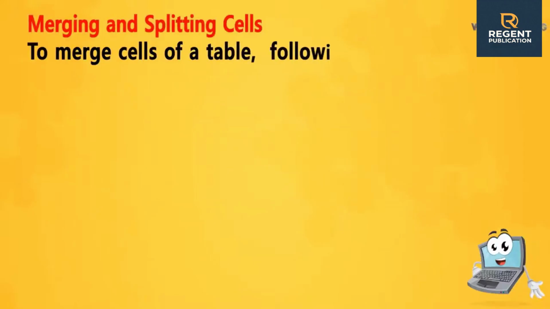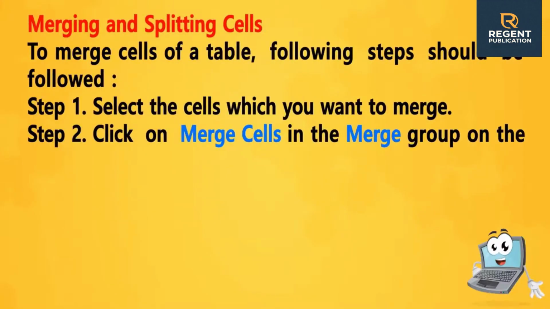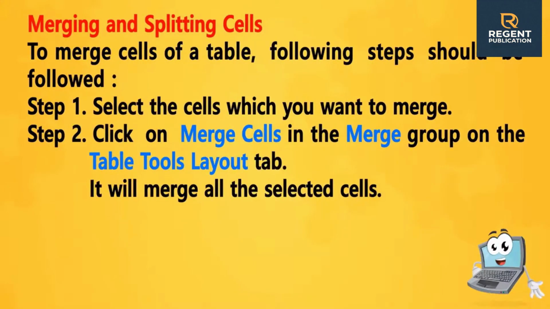Merging and splitting cells. To merge cells of a table, the following steps should be followed. Step 1. Select the cells which you want to merge. Step 2. Click on Merge Cells in the Merge group on the Table Tools Layout tab. It will merge all the selected cells.